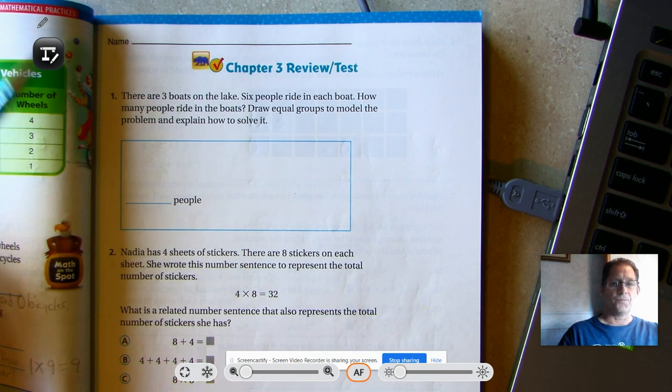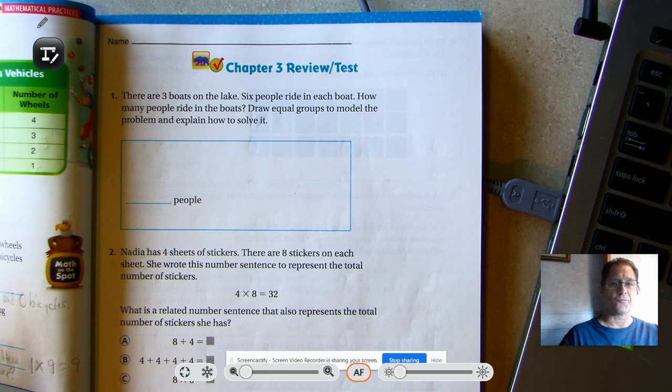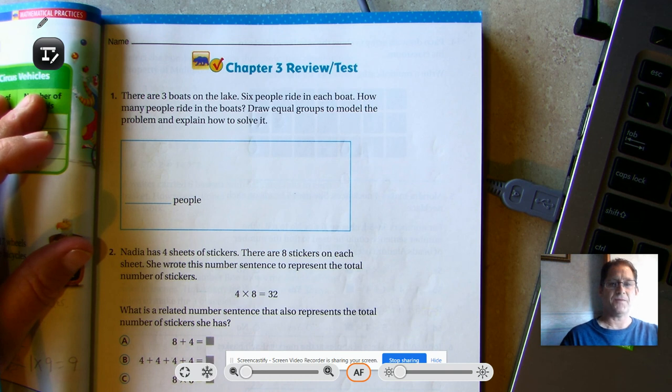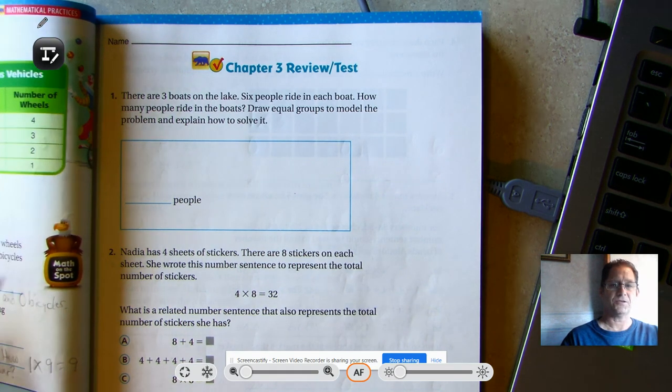All right, so number one, there are 3 boats on the lake. 6 people ride in each boat. How many people ride in the boats? Draw equal groups to model the problem and explain how to solve it.